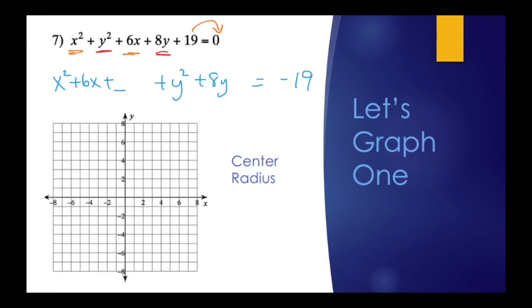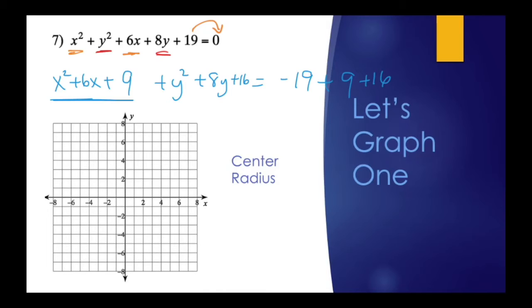So we're going to come here and have some pieces. We're going to take half of that 6, which is 3, and square it, which is 9. We're going to add 9 and then add 9 on this side also. We're going to take half of 8, which is 4, and square it, which is 16. So we're going to add 16. We're going to do that on the other side also.